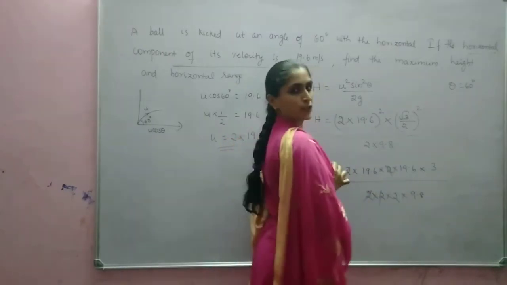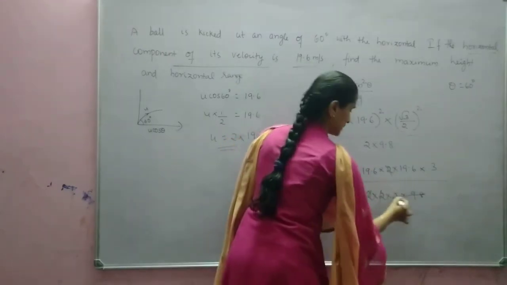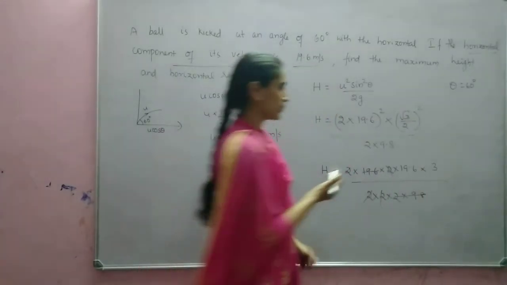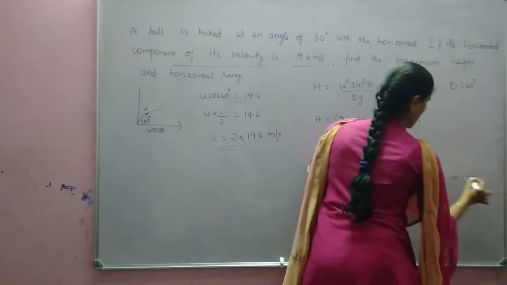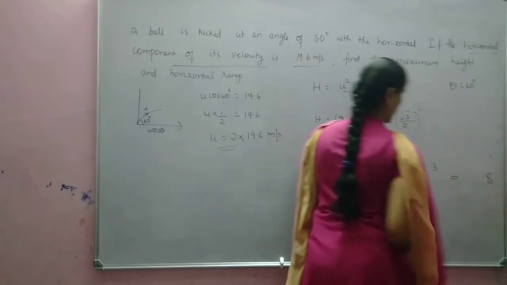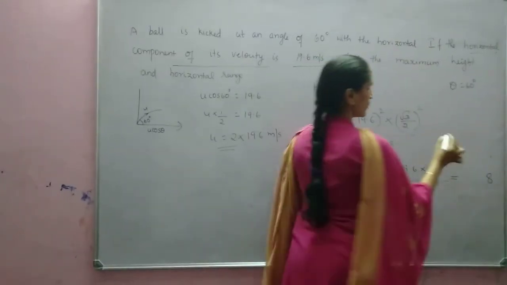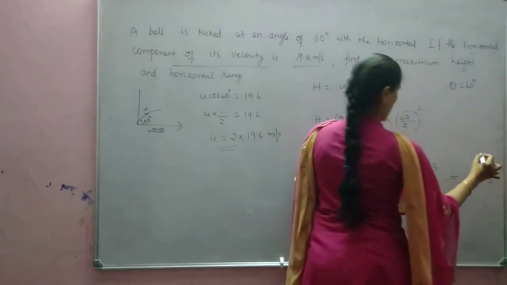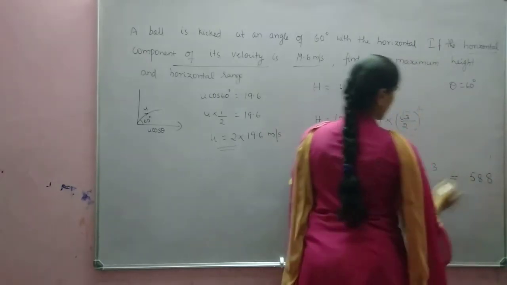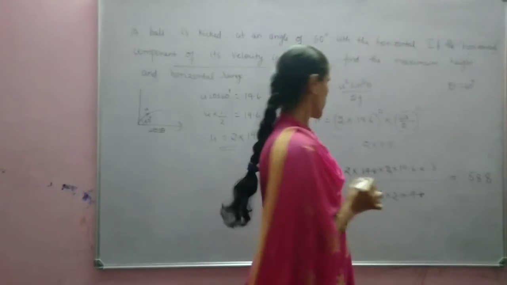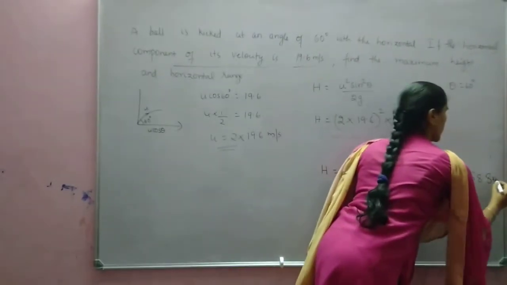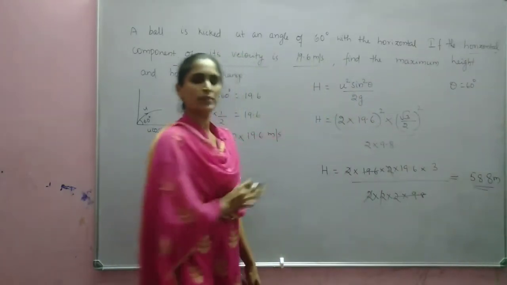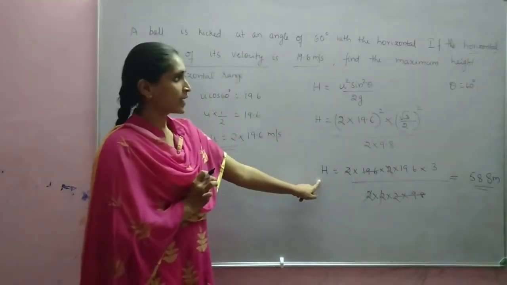9.8 into 2 is 19.6. So 19.6 into 3, what will you get? 6 3s are 18, 1 remaining, 9 3s are 27, 27 plus 1 is 28, 2, 1 3s are 3, 3 plus 2 is 5, so you will get 58.8 meters. Okay. So the unit is meter. So you got the maximum height.